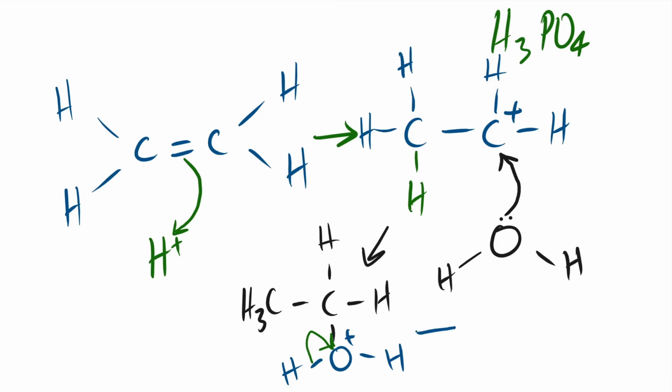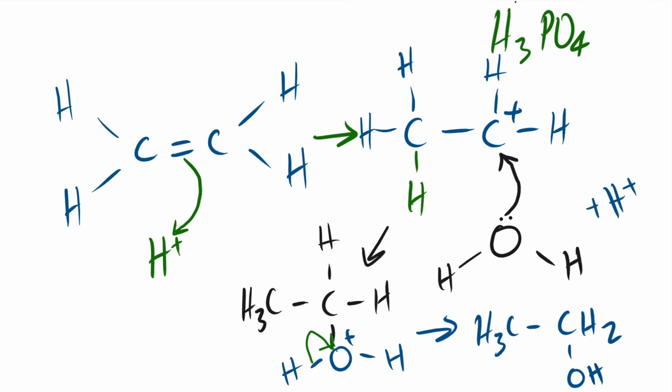What is that going to be? I know this is a bit messy, but hopefully you can follow me. It's going to be an alcohol. Okay, so we're going to have our CH3, CH2, OH. Okay, and this hydrogen goes off, plus H+, and reforms the catalyst H3PO4. Okay?